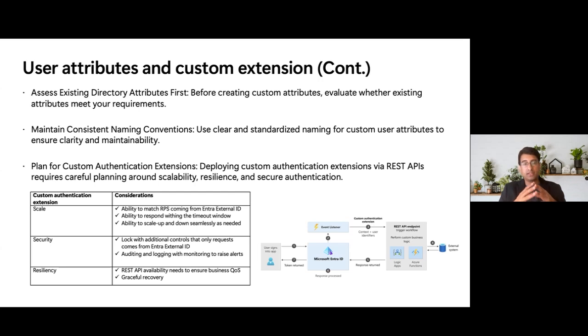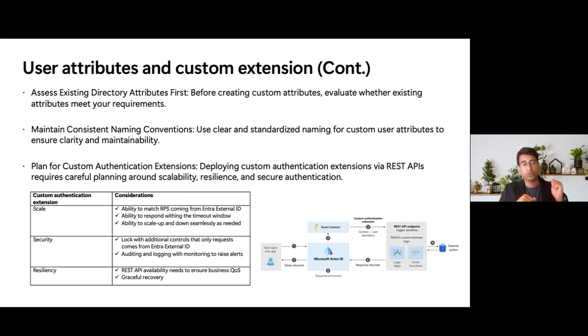For the custom extension, from a deployment standpoint, you do need to think about a few things. I'm calling out three key things: scale, security, and resiliency. You need to think about all those three axes. From a scale standpoint, this is the area where you have to be careful, because Entra External ID will support the RPS, for example. I'm going to talk about service limits towards the end, but it's publicly documented. It's a SaaS service, so it knows how to deal with that.